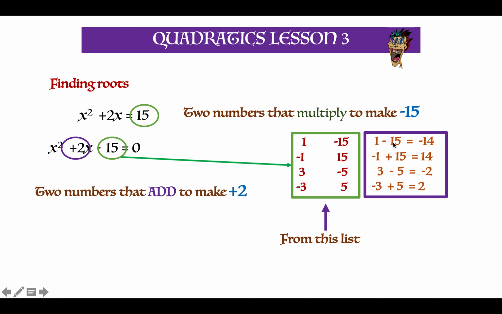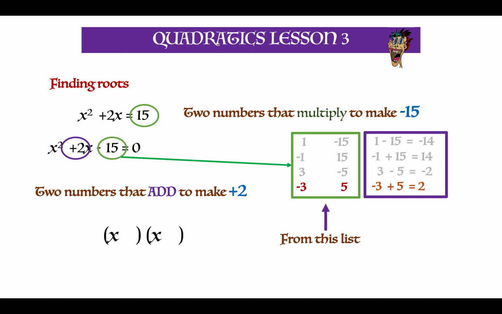1 plus negative 15 is negative 14. Negative 1 plus 15 is 14. 3 plus negative 5 is negative 2. Negative 3 plus 5 is 2. One of those pairings gets the value we want here. I wonder if you could spot which it is. Hooray! There you go. Those two work.